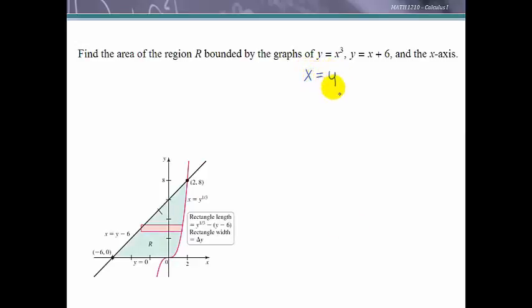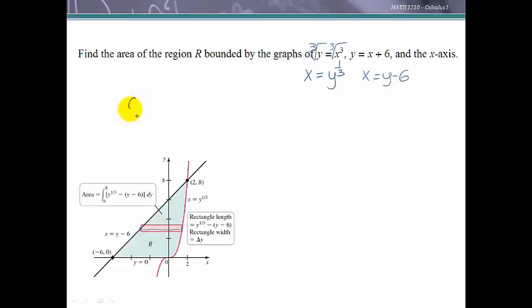So x would be y to the 1/3, because we would just simply cube root both sides to get x alone, and here to get x alone we just move the 6 over, so it would be y minus 6. Now we can see that these rectangles would be this y to the 1/3, the x value here, minus the quantity y minus 6, which is the x value over here. And since this is negative in this particular case, when we subtract that negative, it will make it positive, so it will add these.